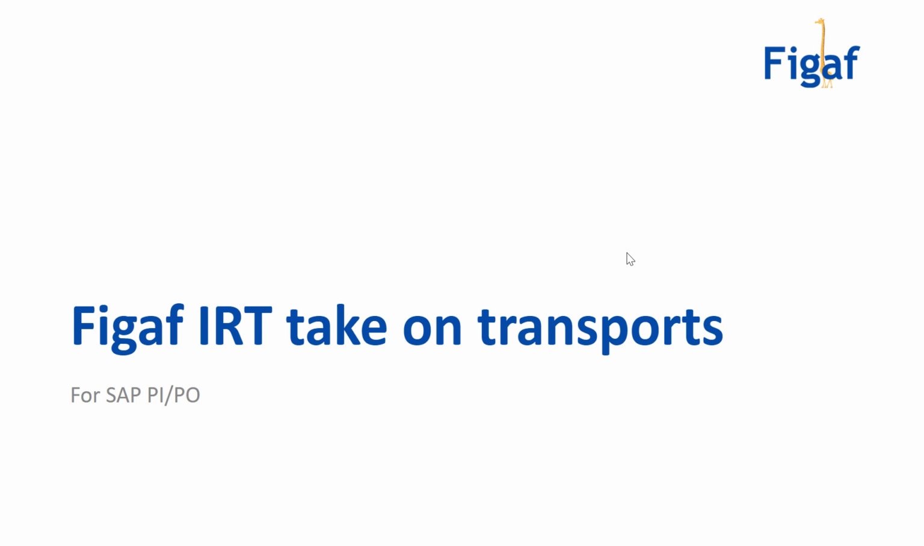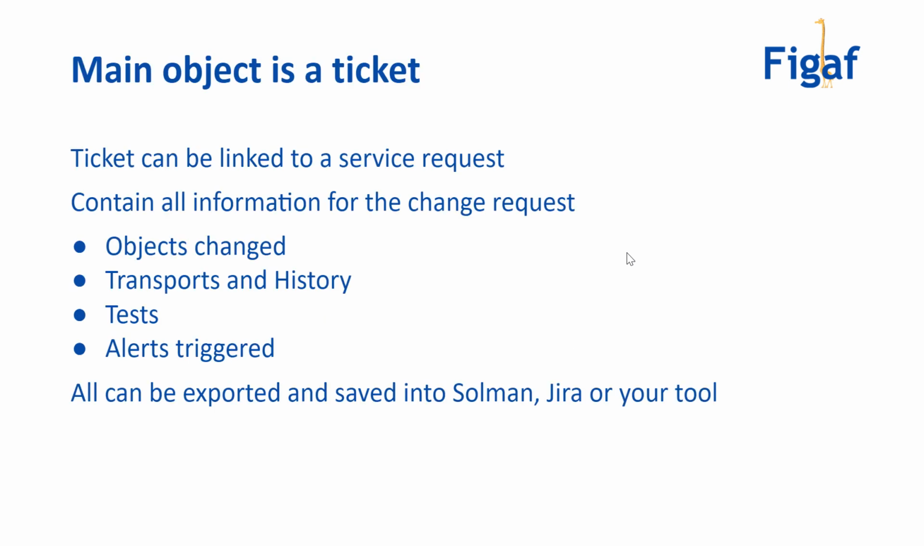So we have created a new addition to the Figaf IRT application that allows you to actually handle transports. Our main object is a ticket, and a ticket can be linked with a service request, a Jira, or a Solman incident. Some business user has asked you to do something, or there's an alert that has been triggered, and you want to fix this for some reason.